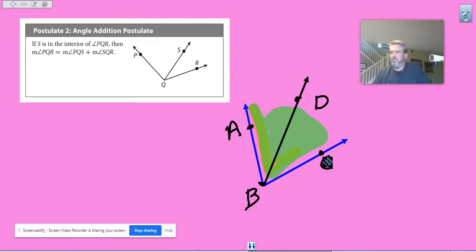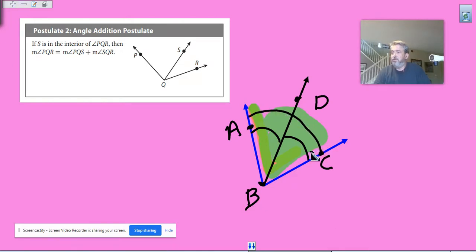Let's keep it simple. If I measured one of those smaller angles, and I measured the other smaller angle, and you added them together, it would equal the larger angle.